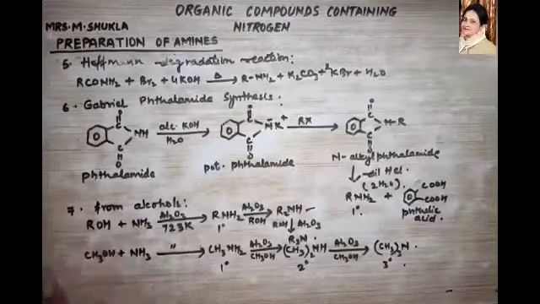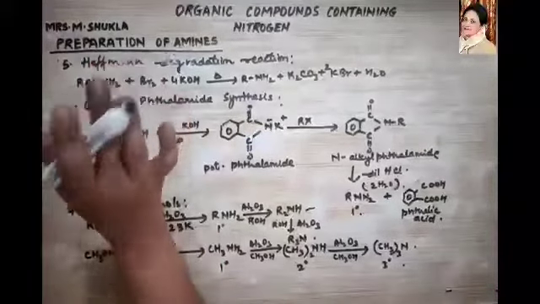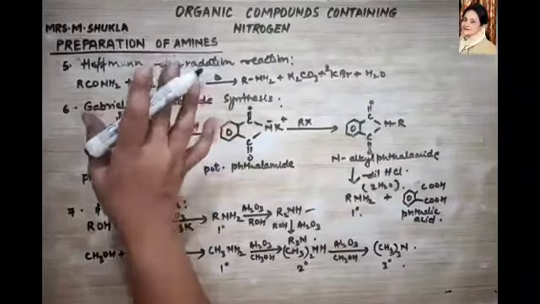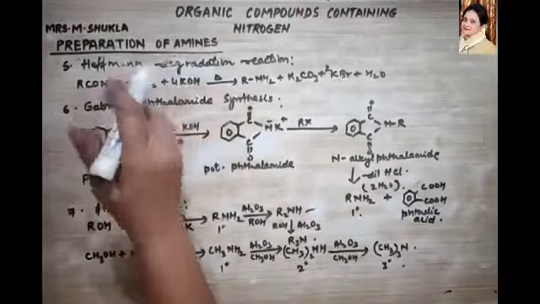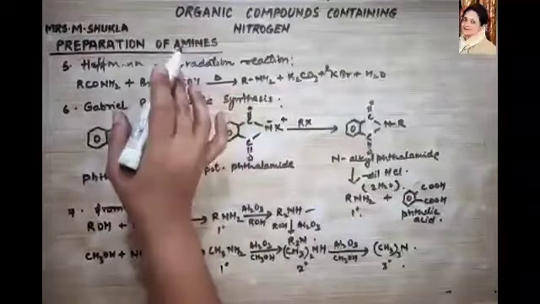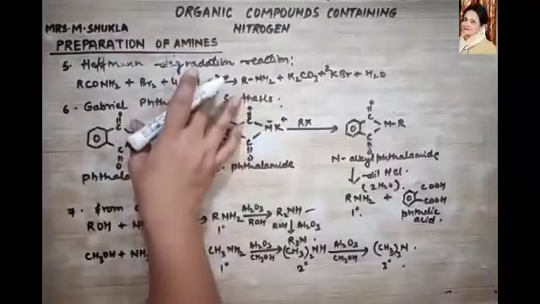Next we come to the physical properties. Aliphatic amines, or we may say the lower amines with less than 3 carbon atoms, are usually in the gaseous state. With 3 or more carbon atoms, they appear in the form of liquids, and with still higher carbon atoms, they are in their solid states.